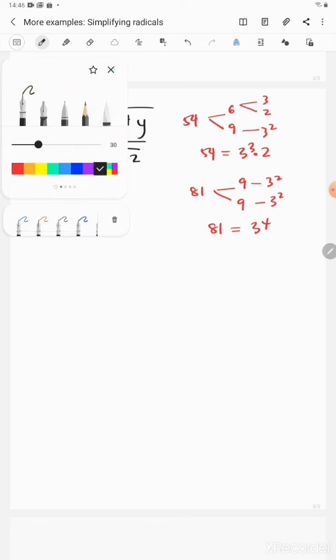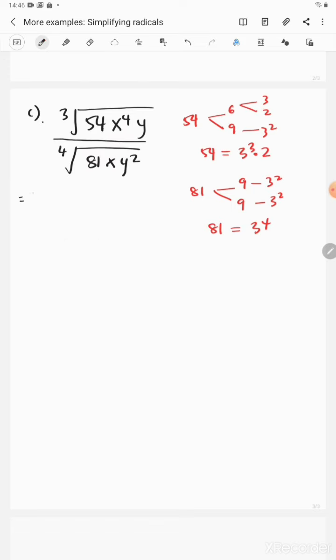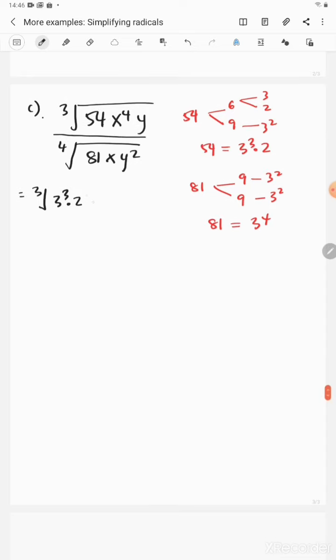Okay, so now we know that 54 is equal to 3 power of 3 multiplied by 2, then multiply by x power of 3. X power of 3 multiply by x, we get x power of 4, and then multiply by y. Divide by power of 4, we have here 3 power of 4, multiply by x, multiply by y square.